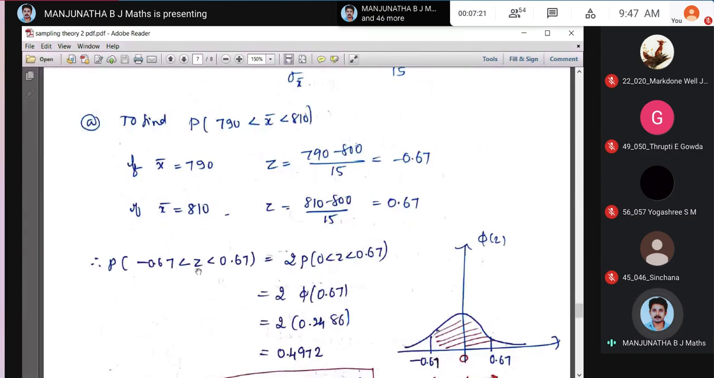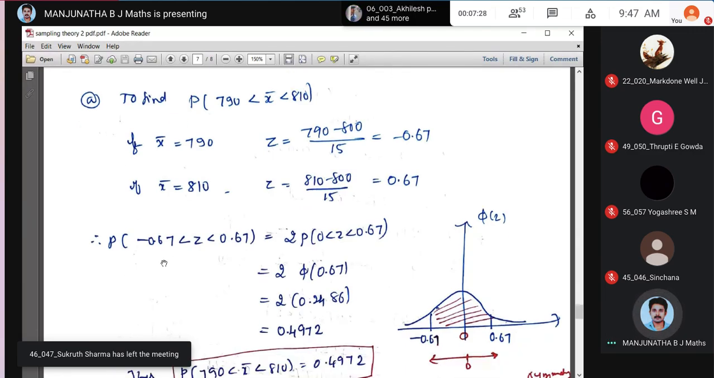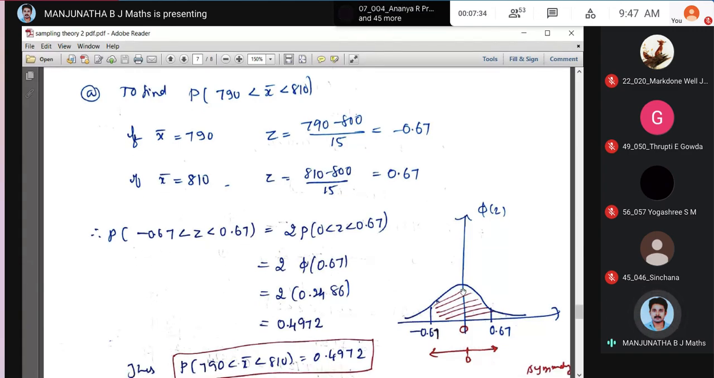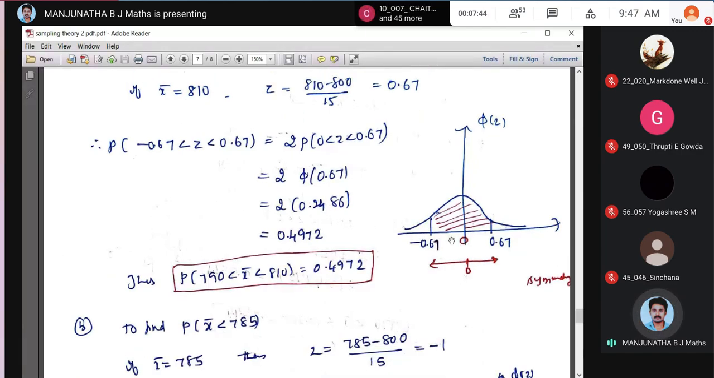Therefore, the probability that x bar is greater than 790 and less than 810 corresponds to finding the probability of z greater than minus 0.67 and less than 0.67. I want this area, the region bounded from minus 0.67 to plus 0.67. Because of symmetry, the area between minus 0.67 and 0 is the same as 0 to 0.67. Therefore, the area between minus 0.67 and plus 0.67 can be written as 2 times the probability of 0 less than z less than 0.67.